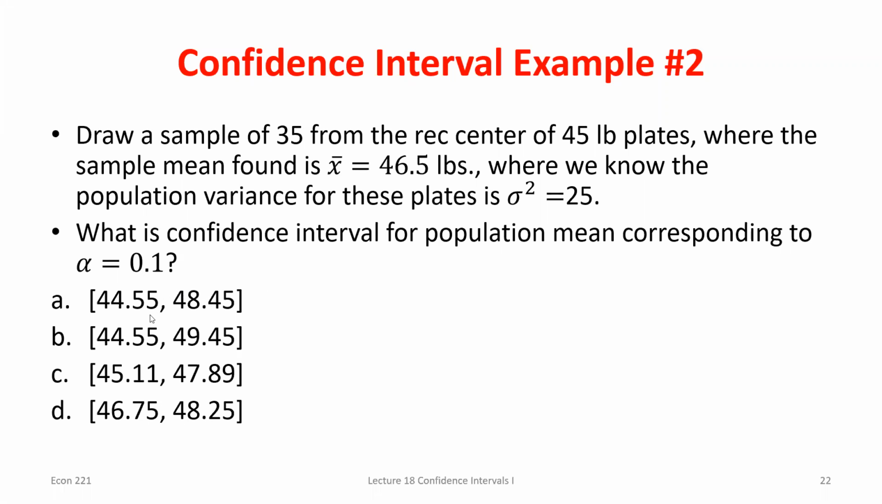If I look at, which one? I look at B here, notice 46.5 is about 2 away from 44.55, but it's about 3 away from 49. So B doesn't work because the sample mean is not exactly in the middle of that confidence interval. Right? The other two, I think if we check them out, 46.5 is exactly in the middle. So we have to actually do the work.